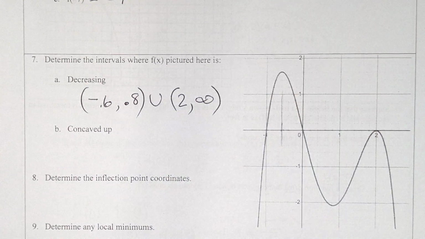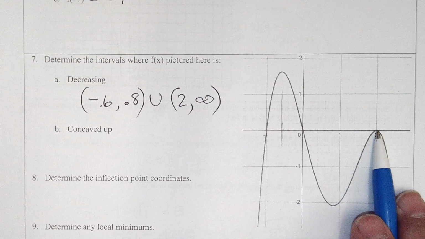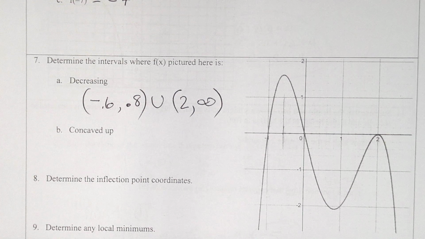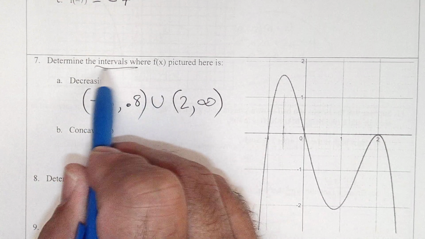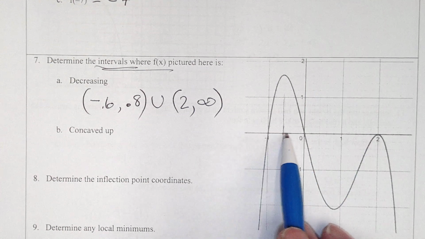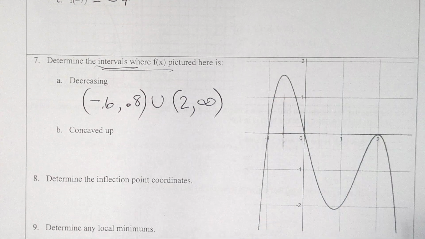this goes towards negative infinity, but we don't look at that. We look at the x values. From 2 to infinity, this is going down. Again, when we're looking at the intervals, we're looking at the x values. From where to where in the x's is this going up or down?